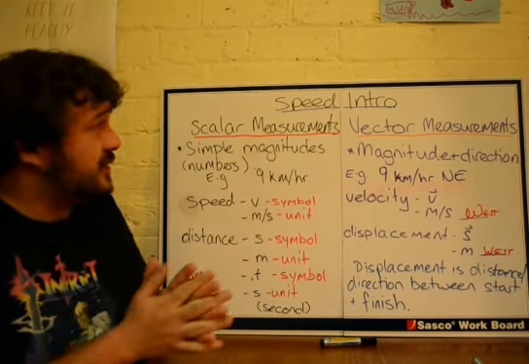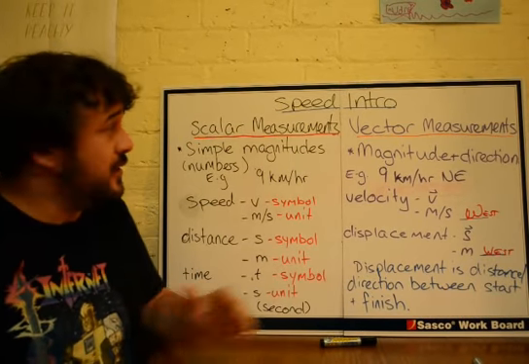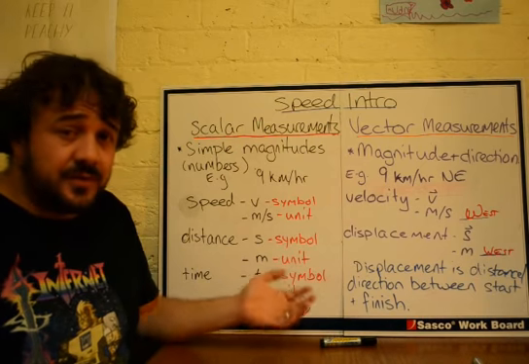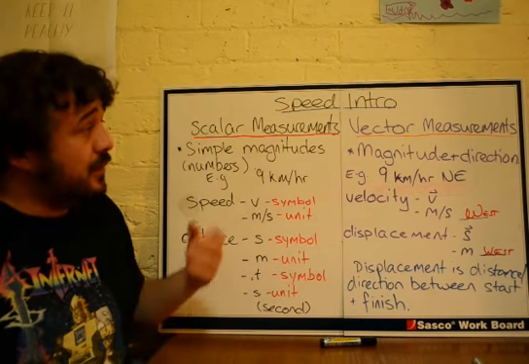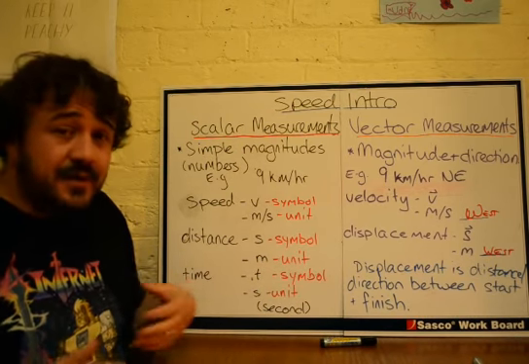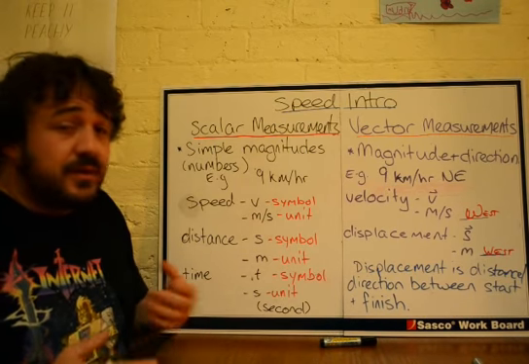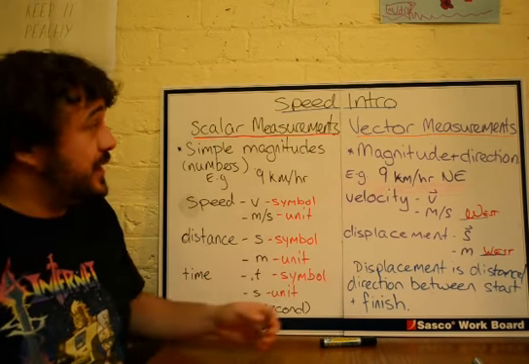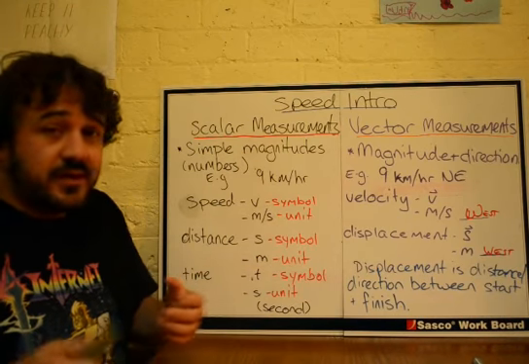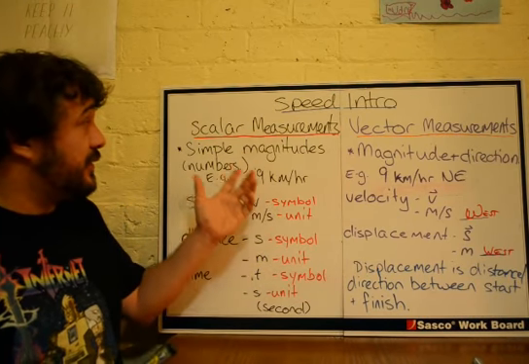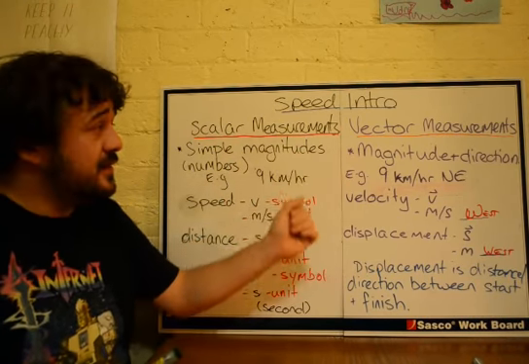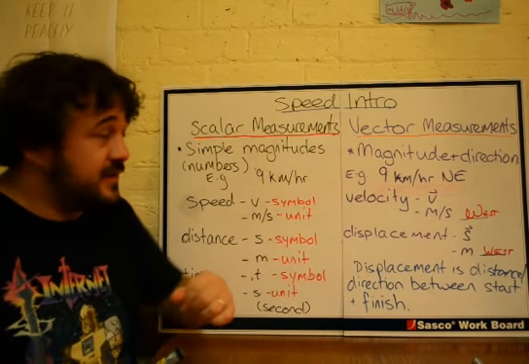Physicists, we're starting motion, and we're going to start with the simplest concept of all, speed. We're all used to measuring speed, but of course, because it's science, we're going to complicate it just a little bit. We'll start off with two things: scalar measurements and vector measurements.